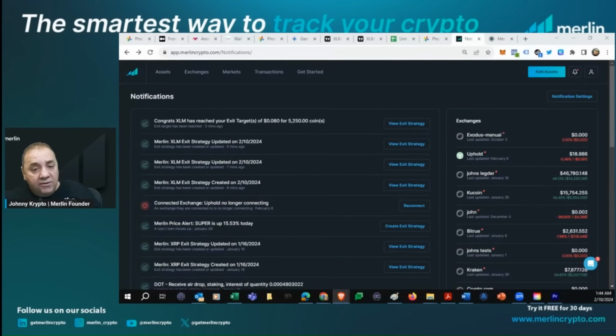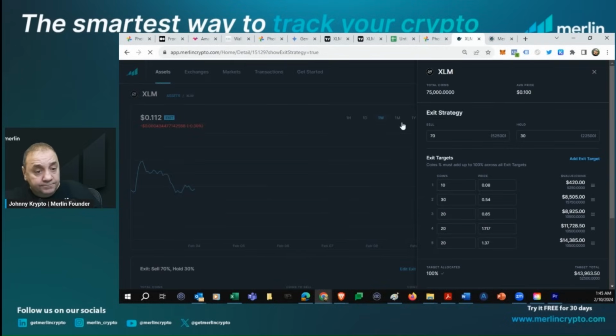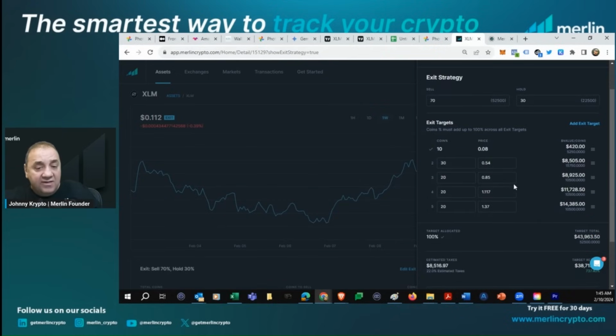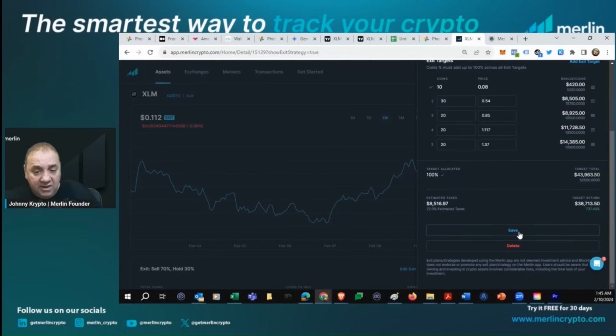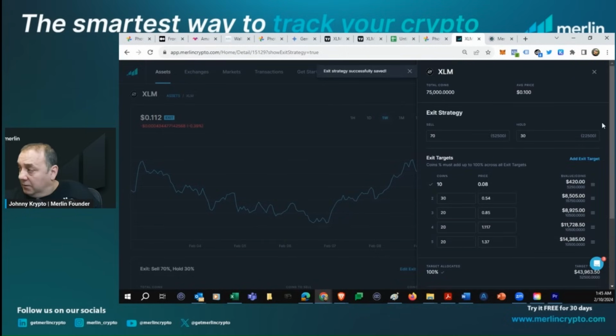Okay, now that our target has been reached, we're going to want to click View Exit Strategy. And you're going to want to come in here in Merlin and click on our first target. Click on the hamburger menu here. And this is going to allow us to mark sold. And we're going to click Mark Sold. And notice now it shows a check mark, and we no longer have the ability to edit it because it is now sold. We're going to click Save. And we're going to click Exit.